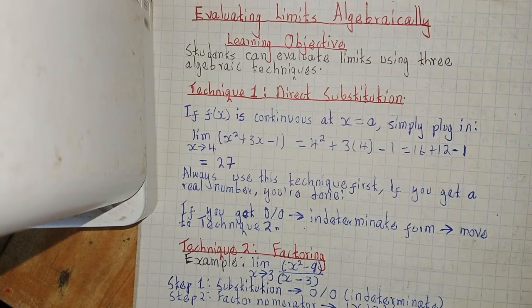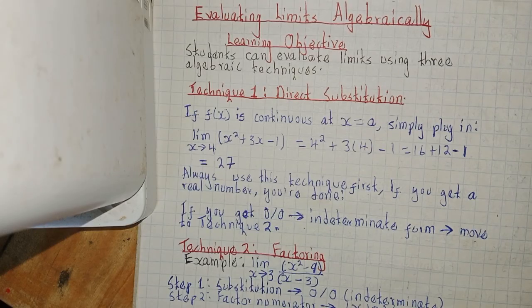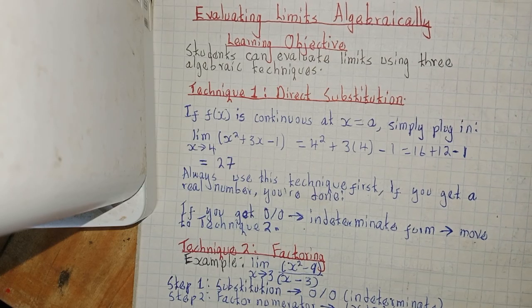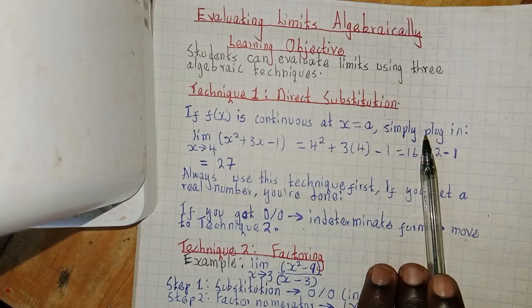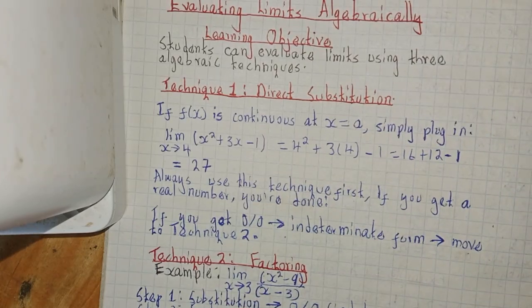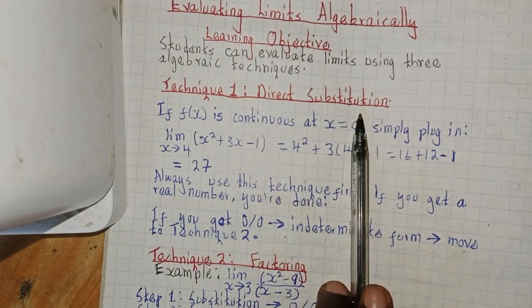By the end of this lesson, you should be able to evaluate limits using the three major algebraic techniques. Number one is direct substitution, number two is the factoring method, number three is rationalizing. So we are going to start with the number one technique, which is the direct substitution method. Technique one, direct substitution.